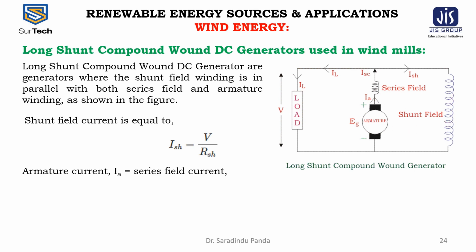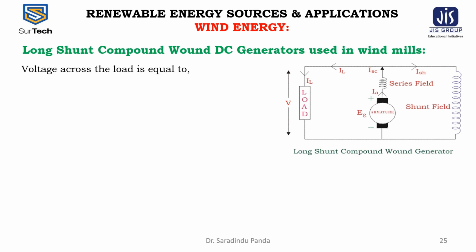and the armature current IA is equal to the series field current. So the ISC is equal to IL plus ISH. Now the voltage across the load is V equal to EG minus IA RA minus ISC RSC. So this is the RSC. That means V equals EG minus IA into (RA plus RSC).